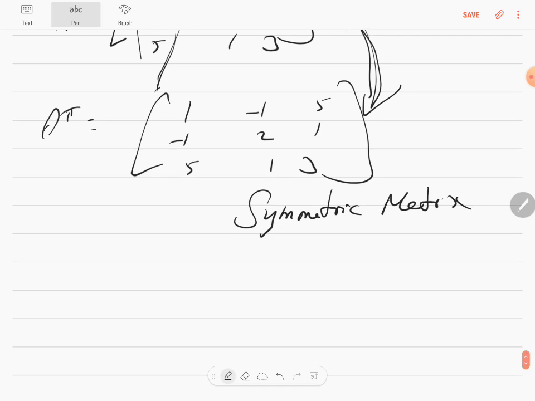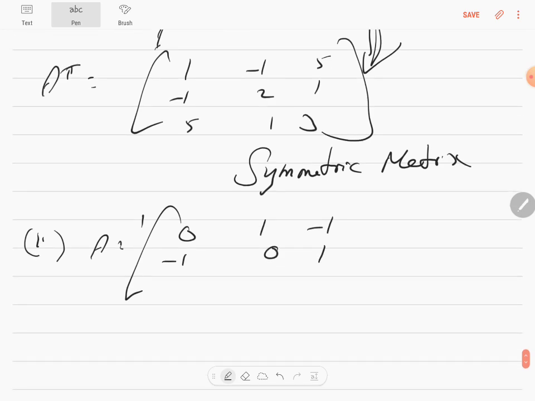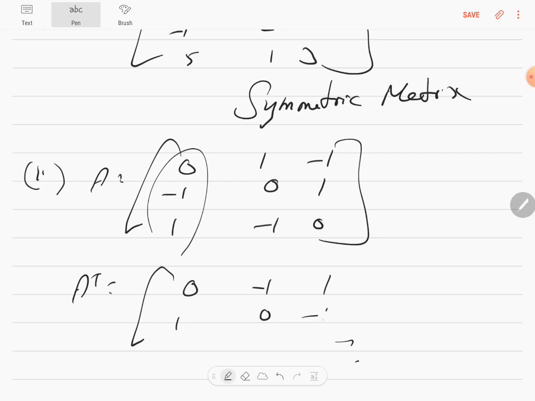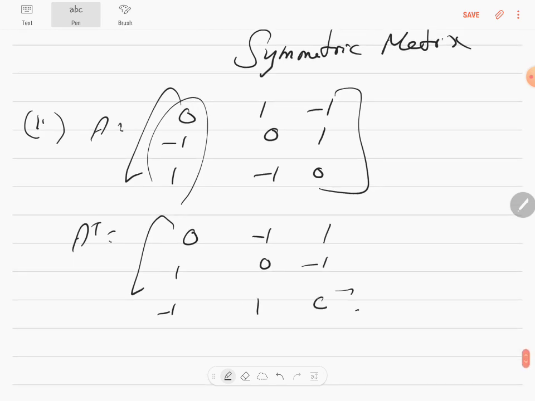The next question is about skew symmetric, where A is given to be 0, 1, minus 1, minus 1, 0, 1, 1, minus 1, 0, and you're going to transpose this. Which means you're going to write columns as rows. So you'll write 0, minus 1, 1, 1, 0, minus 1, minus 1, 1, 0. Look at this. Wherever there was negative, there's positive now. Such is called skew symmetric.